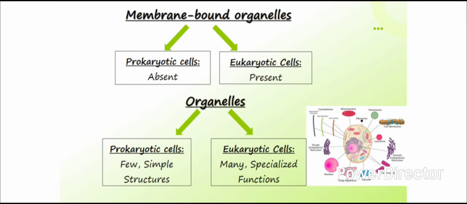Membrane-bound organelles. As you know already, they are present in eukaryotic cells, whereas absent in prokaryotic cells. Organelles. In prokaryotic cells, few organelles with simple structure are present, whereas in eukaryotic cells, there are many organelles with complex structure and specialized functions.